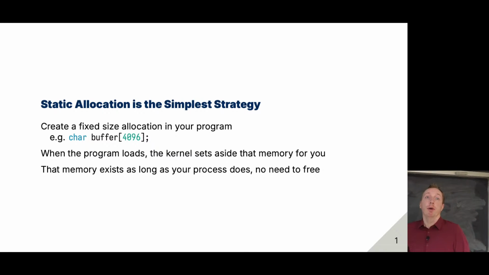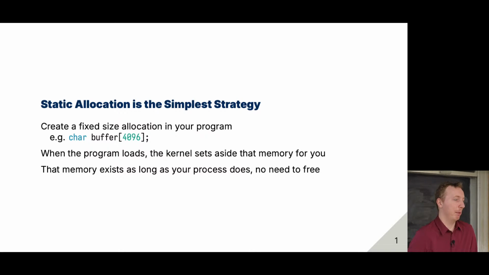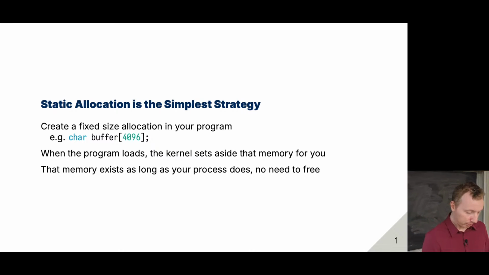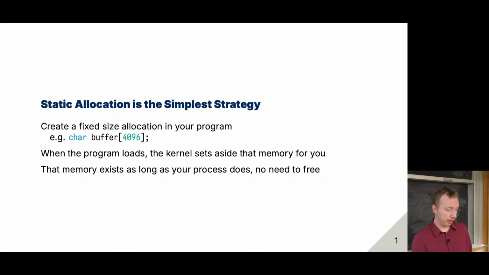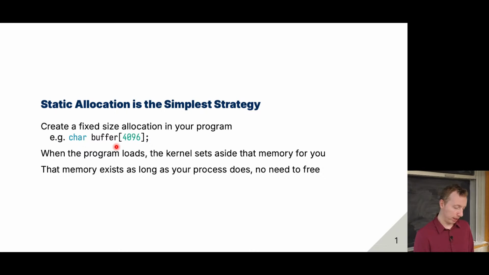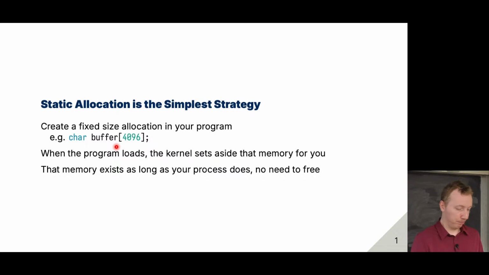So when we want to allocate memory in our program, the easiest way to do it is we can just create a global variable. That's called static allocation. If I know the size of memory I need ahead of time and it's going to last the entire duration of my program, well, I could create a global variable, let's say buffer, that is a char array of 4096 bytes, the size of a page.